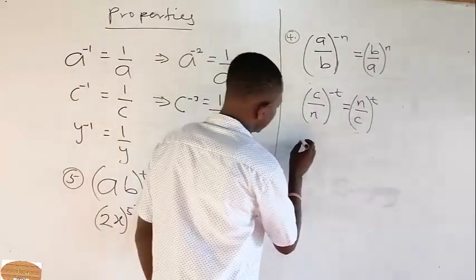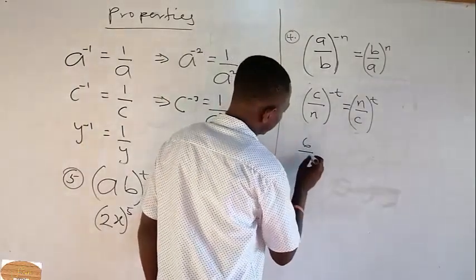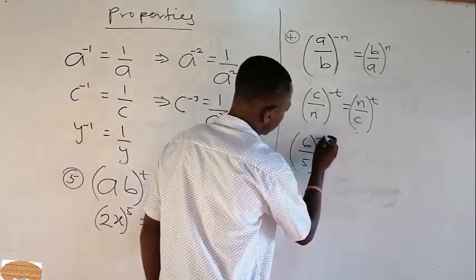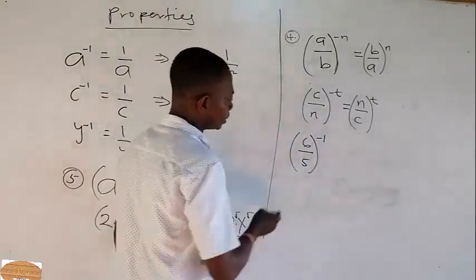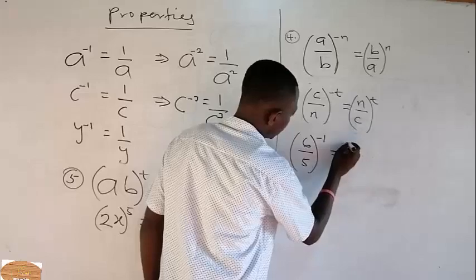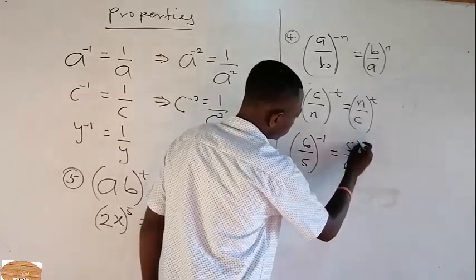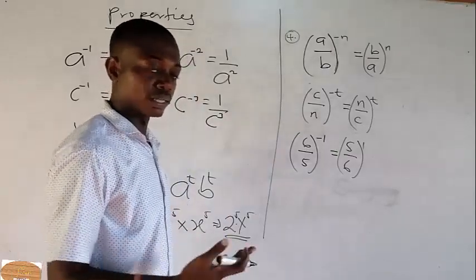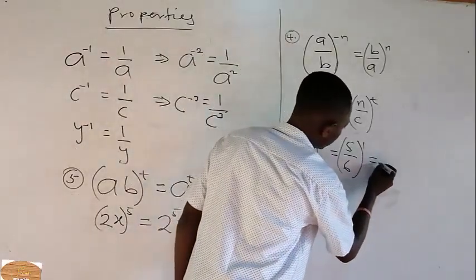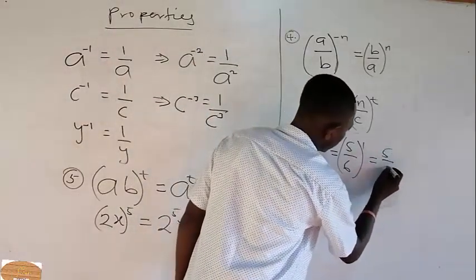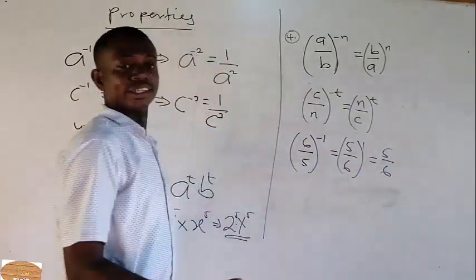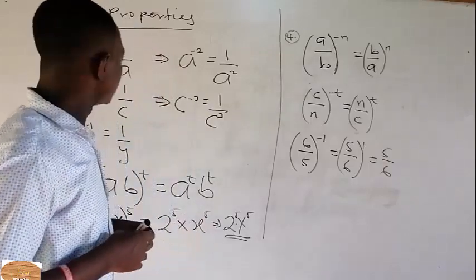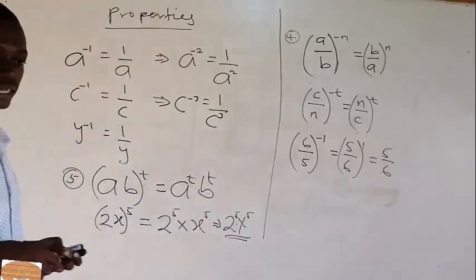So in case we're given 6 over 5 all to the power minus 1, this one is the same as 5 over 6 all to the power 1. And any number to the power 1 is that number. It is the same as straight away 5 over 6. Alright, so it's not very difficult. Alright. Now let's quickly move to fractional index.